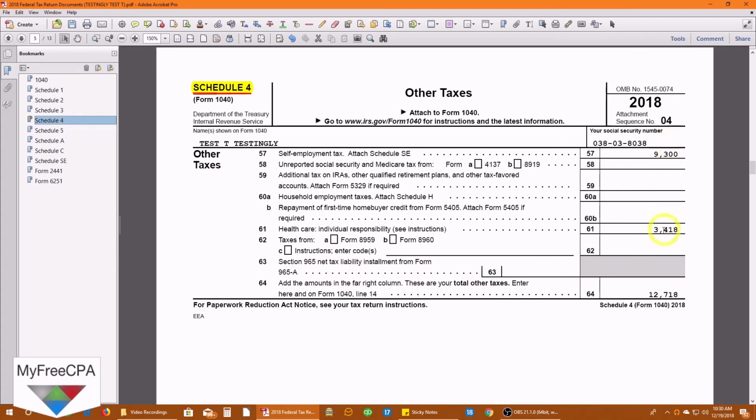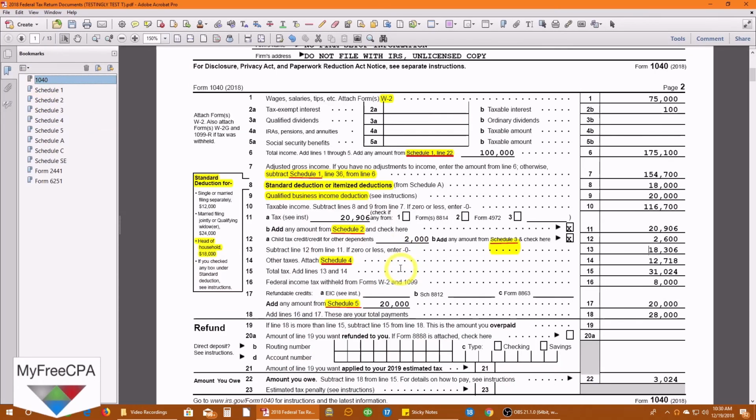All right, so we're going to add all these up. These are going to total 12,718. That 12,718 from line 64 is going to get brought all the way back here. 12,718. Those are additional taxes. So you're going to take the 18, which was our normal bill, add the self-employment and that other tax for the health insurance that we didn't have. That's going to bring us to our total tax of $31,000. This person had $8,000 withheld from their W-2. So that's going to subtract 31 from 8. That's right. So you take 31, subtract 8.